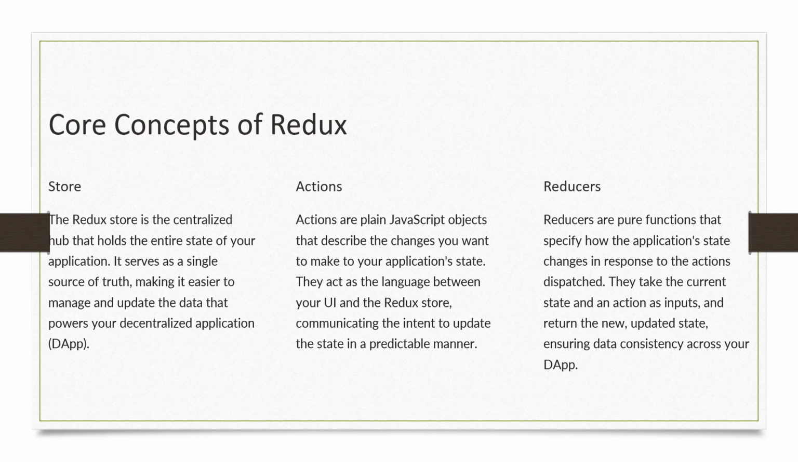Let's dive into the core concepts of Redux. First is the store. The Redux store is the centralized hub holding the entire state of your application, serving as the single source of truth. Second is actions. Actions are plain JavaScript objects describing the changes you want to make to your application state, acting as the language between your UI and the Redux store. Third are reducers. Reducers are pure functions specifying how the application state changes in response to dispatched actions, ensuring data consistency. And another is middleware. Middleware allows you to extend Redux with custom functionality such as handling asynchronous actions or logging.